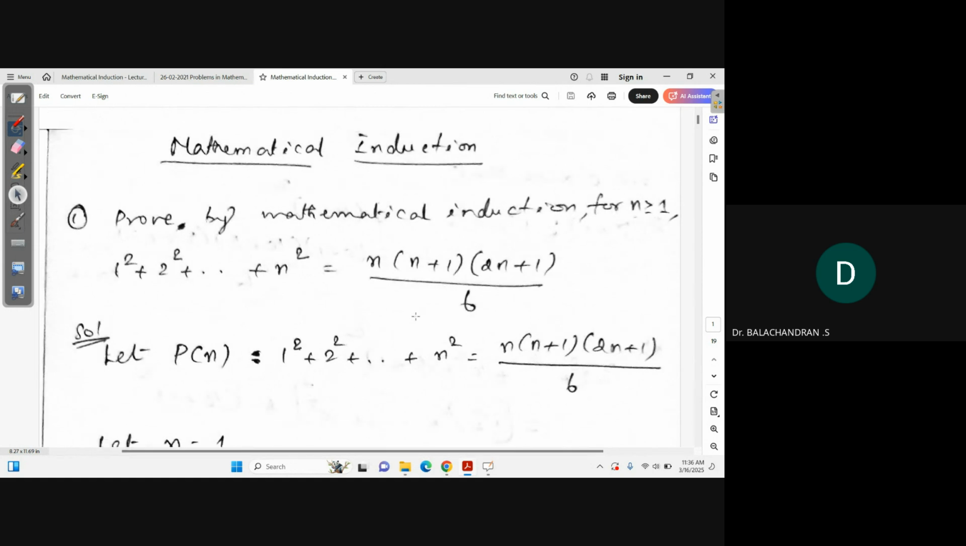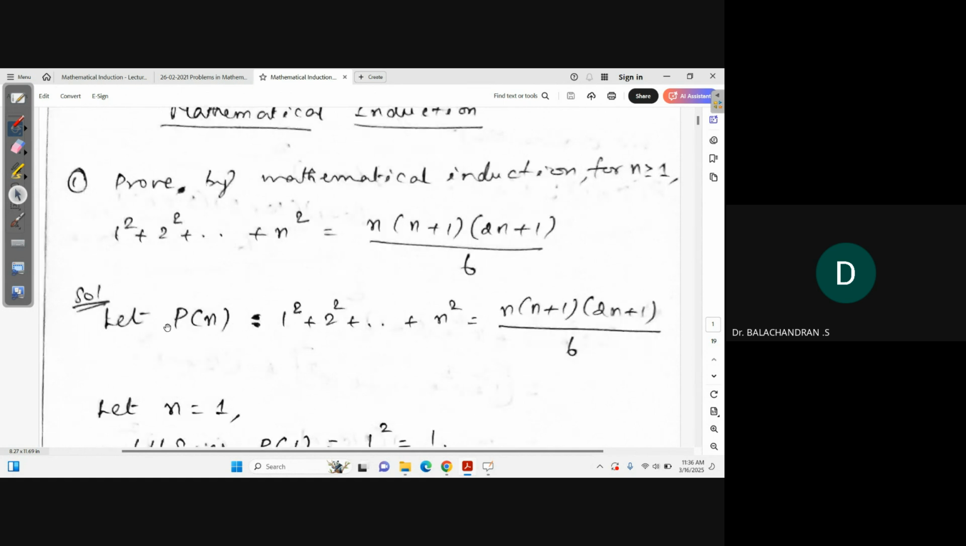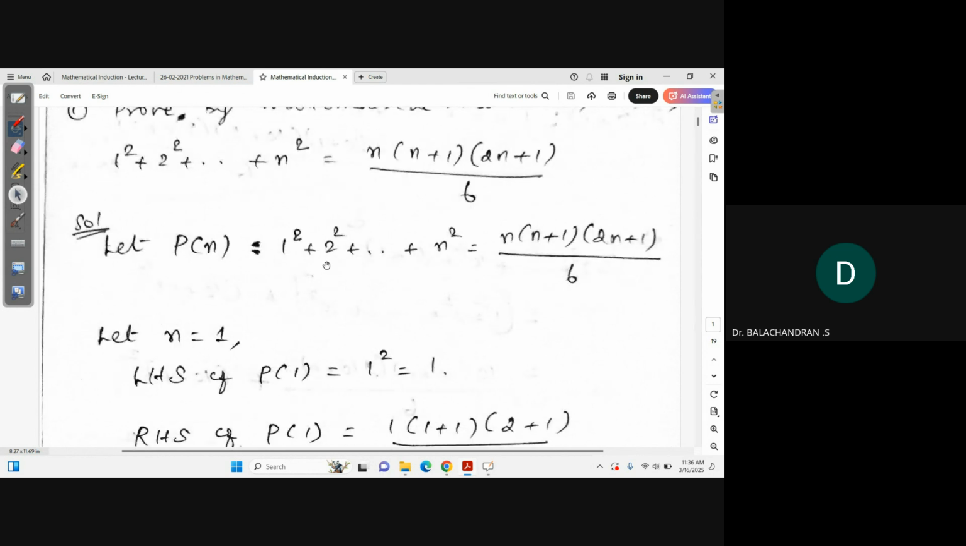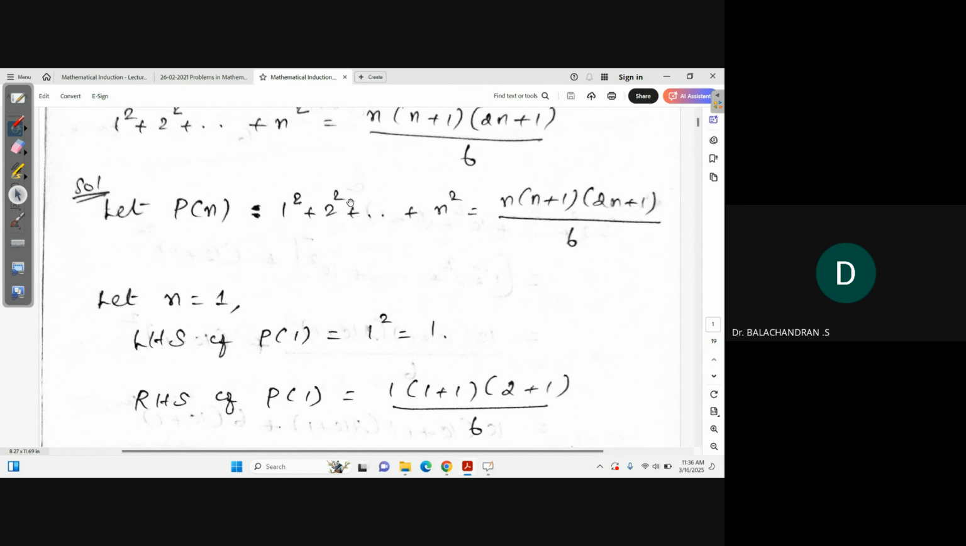Now prove by mathematical induction that for n greater than or equal to 1, 1 square plus 2 square plus up to n square is equal to n into n plus 1 into 2n plus 1 by 6. I will take the given statement as P of n. Now let us take n equal to 1. We need to prove the statement is true for n equal to 1. That means in the left hand side, substitute n equal to 1.